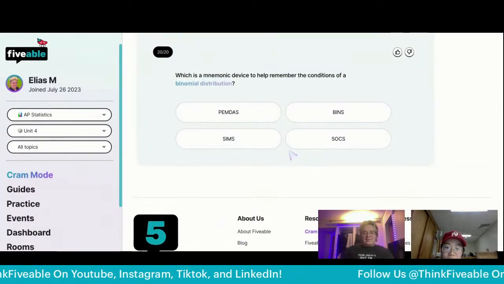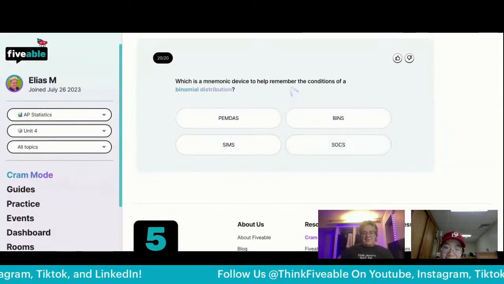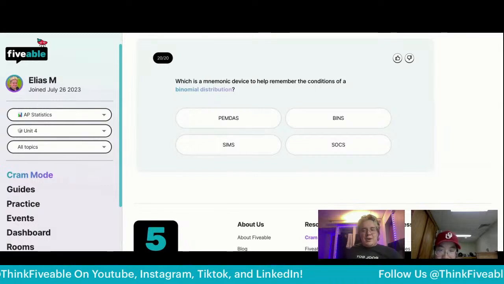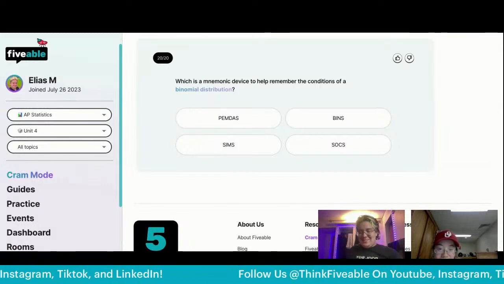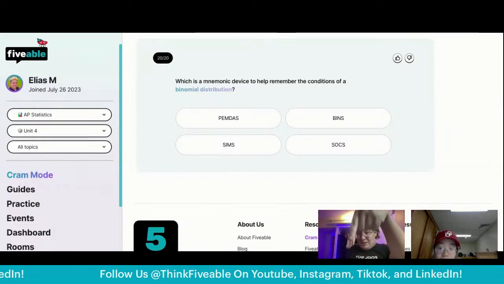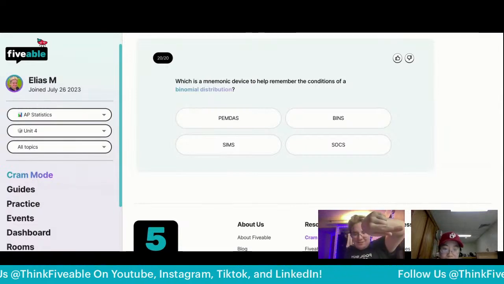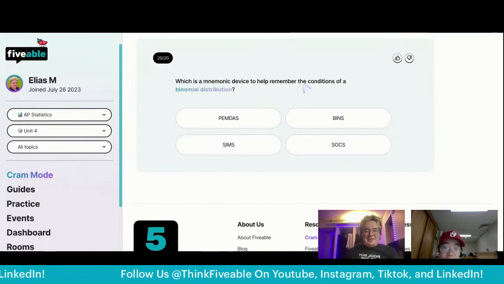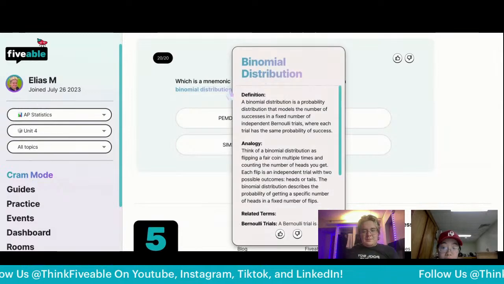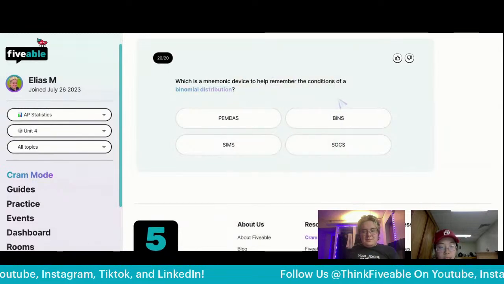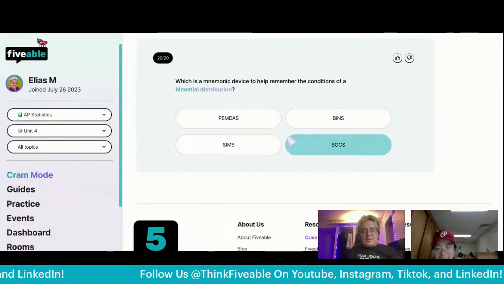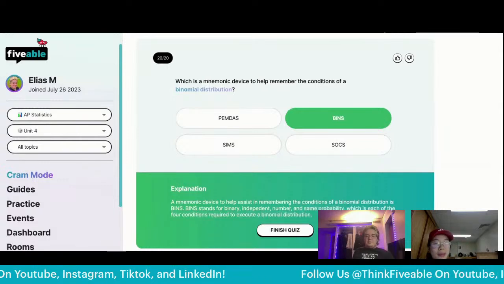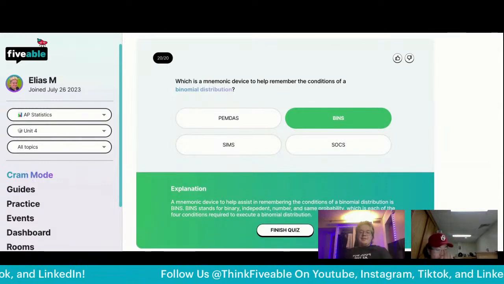Oh. Ooh. I think it's not PEMDAS. Y'all were using mnemonic devices? Yeah, I think I recognize which one it's supposed to be, but I can't actually remember what they stand for. I'm sure it'll explain it. Yeah, I know it's the top right, because the first one has to be binary and then independent, and then I got a clue for the other 2. Oh, I see. Number and same probability, yeah. That makes sense. All right. There you go. Checks out.